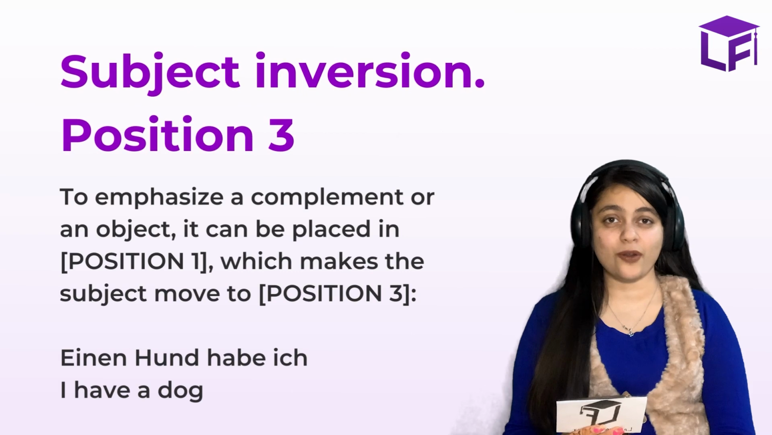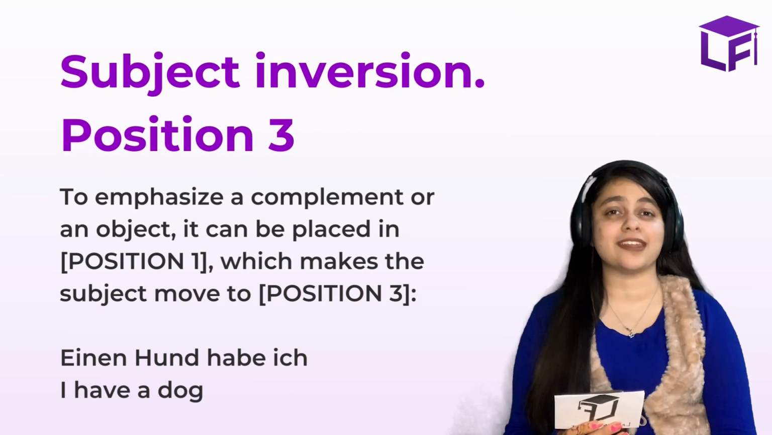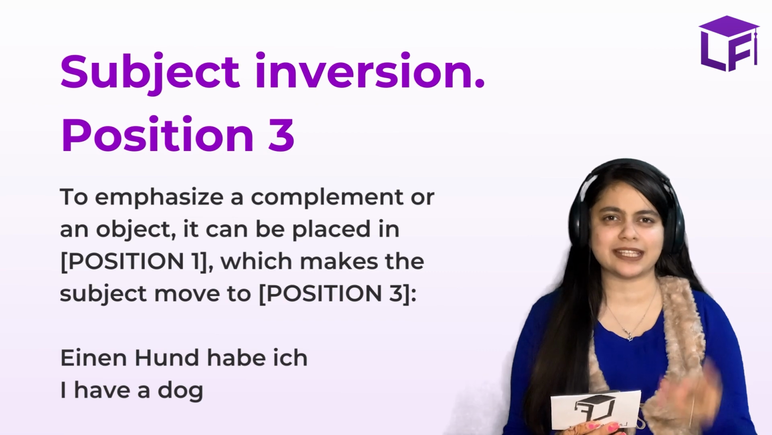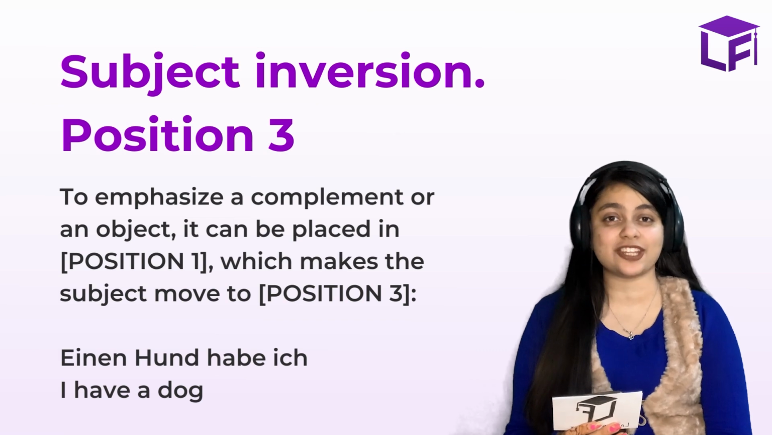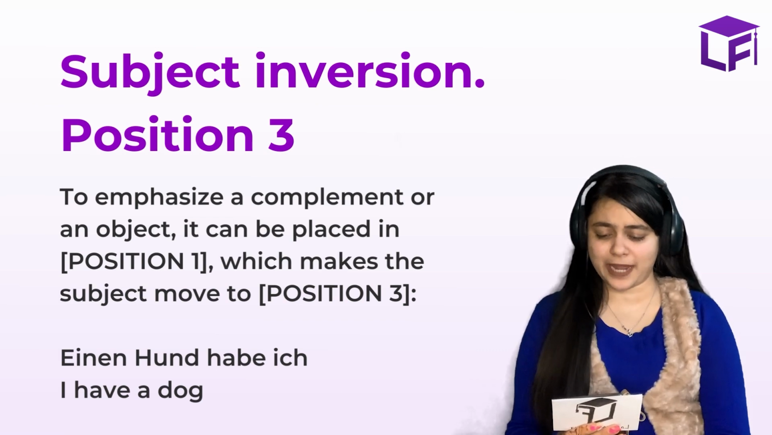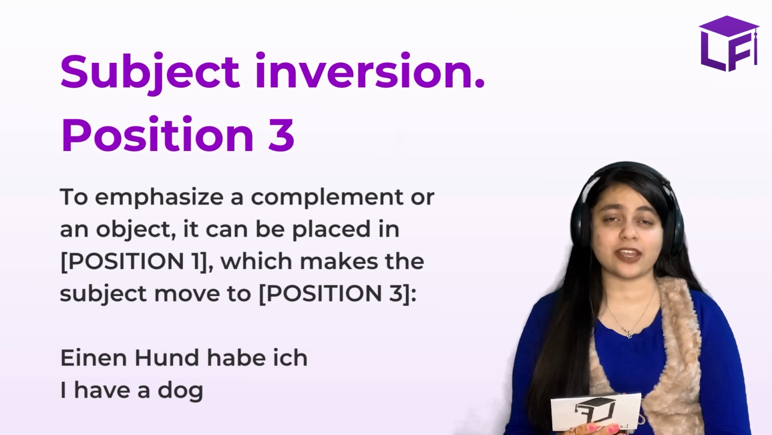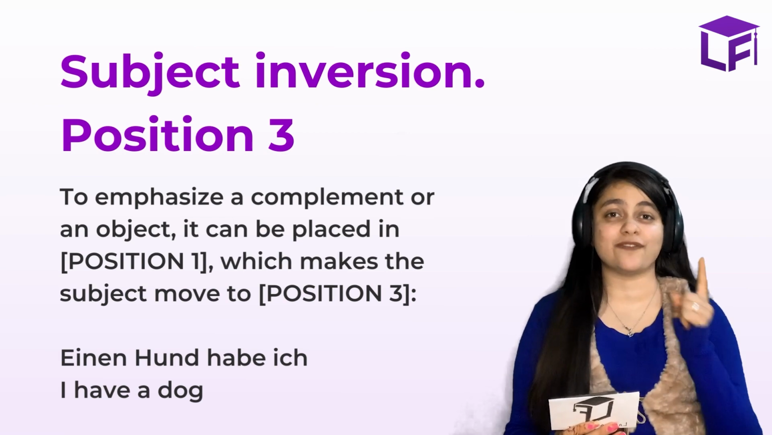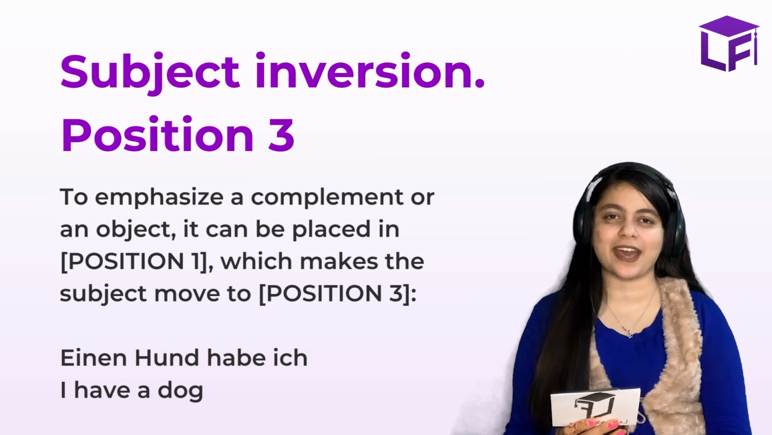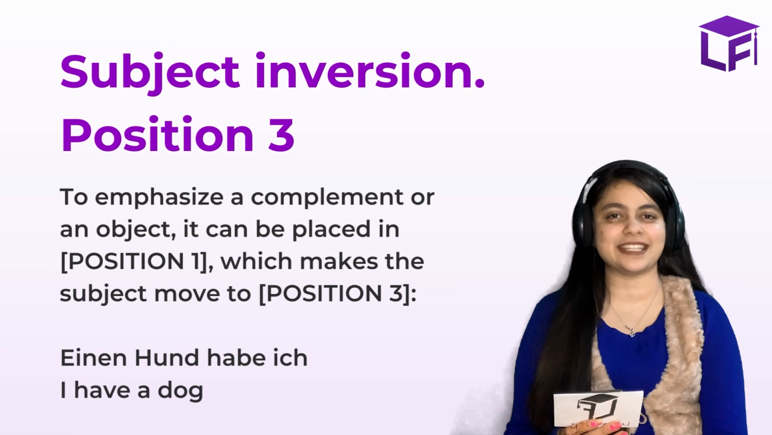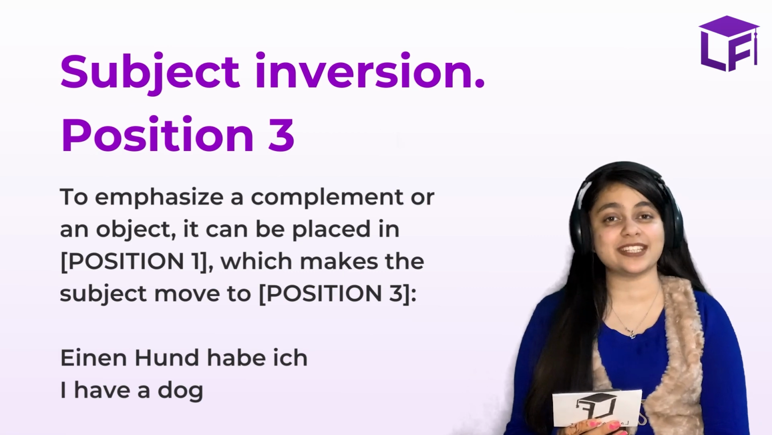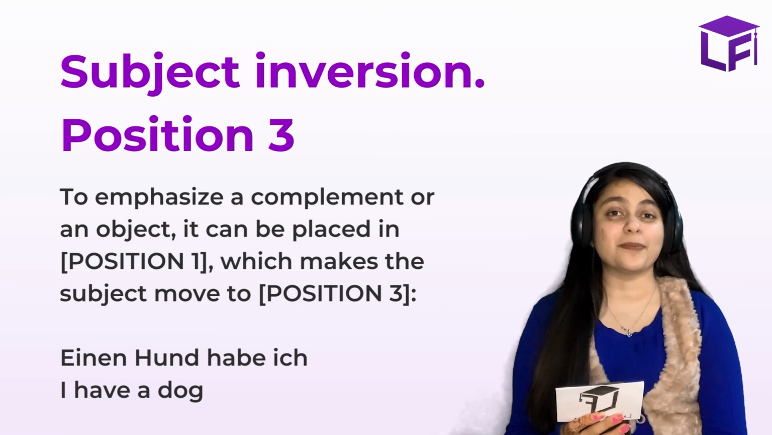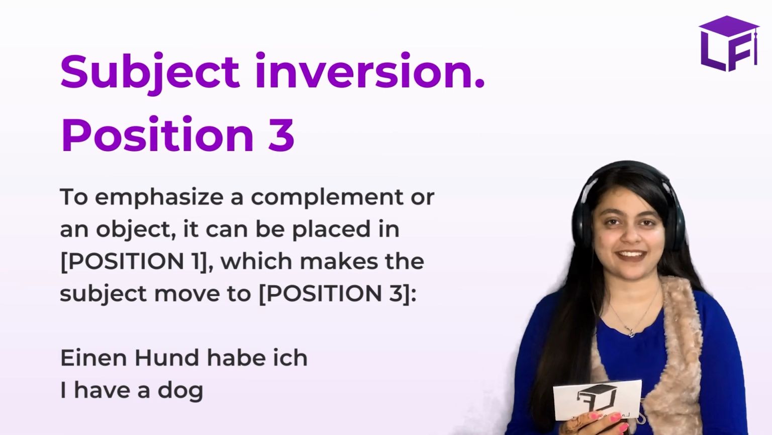Okay? Now, moving on and considering another case in which the subject can take the third position. Do you know what that's called? It's actually the subject inversion in German. That takes place when we are emphasizing a complement or the object of the sentence. That is when the object is placed at the first position and the subject occupies position number 3 of the sentence. I will take up the previous example, Ich habe einen Hund, but will apply it in this context.